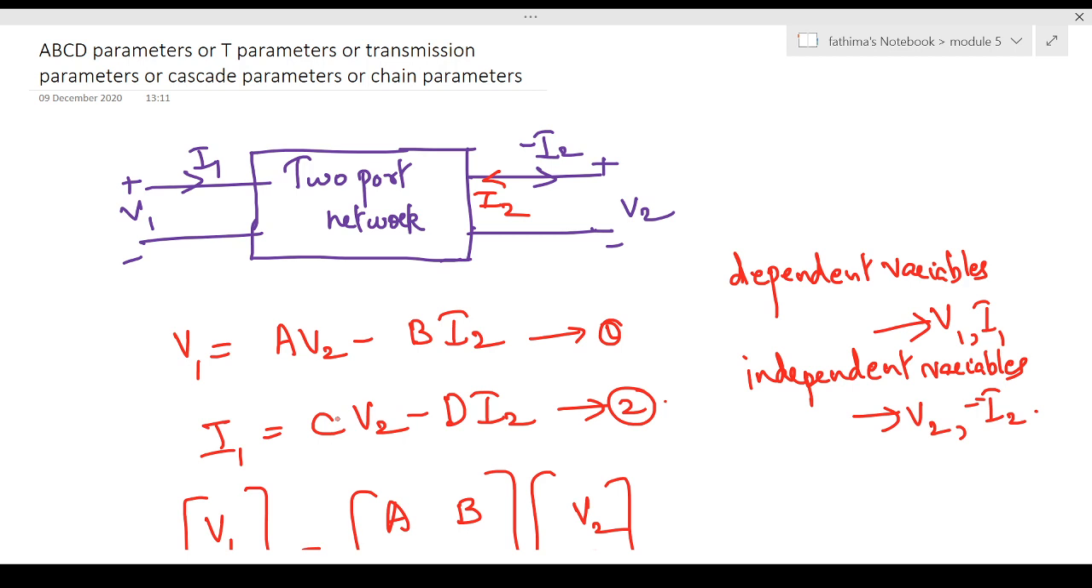So now we will see the equations of a two-port network, that is V1 is equal to AV2 minus BI2 and I1 is equal to CV2 minus DI2. So here the dependent variables are V1, I1 and the independent variables are V2 and minus I2. Here it is not that B and D are negative. Actually current I2 is negative. Okay.